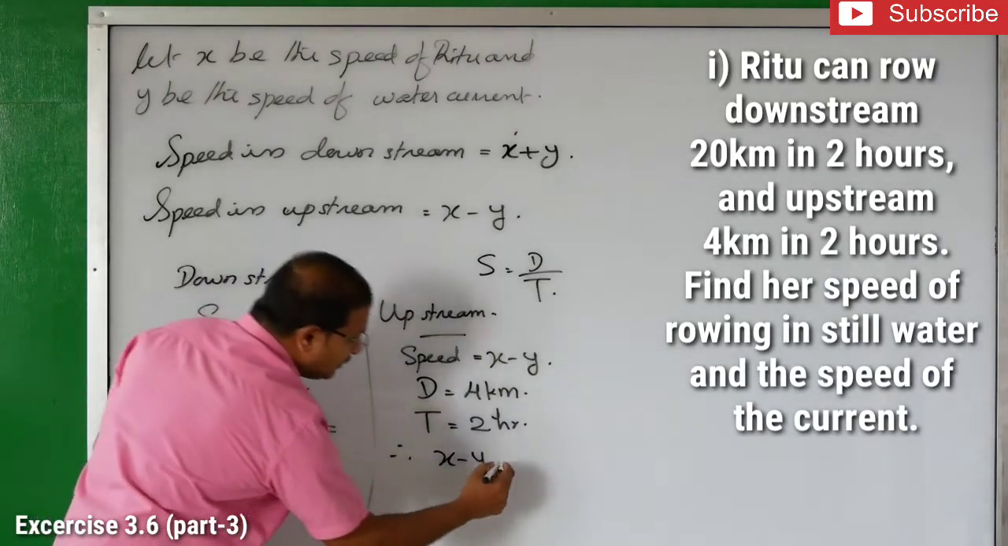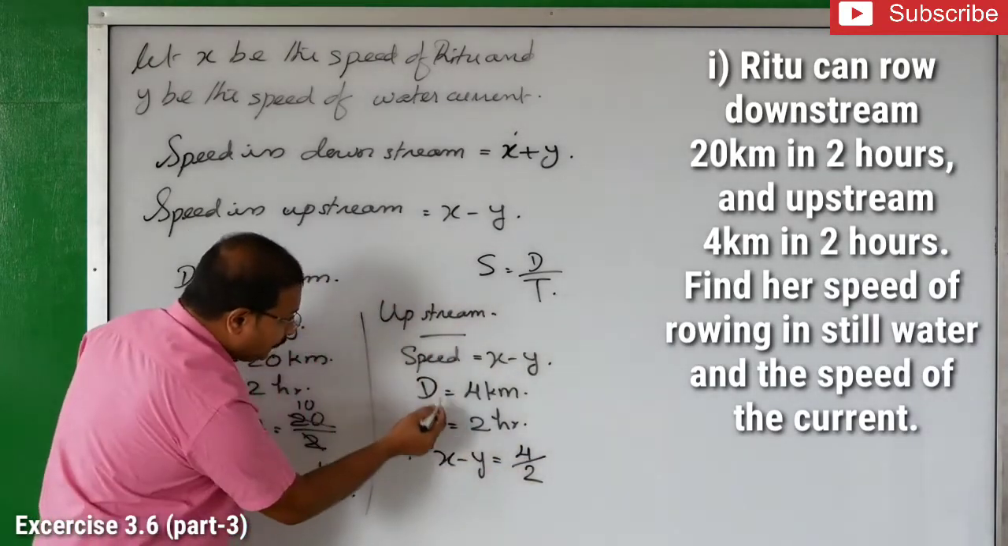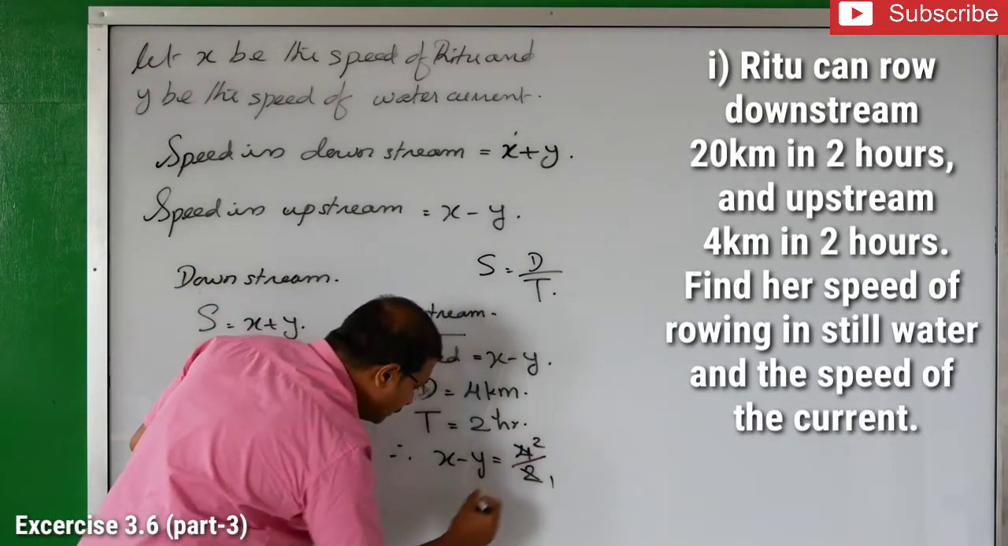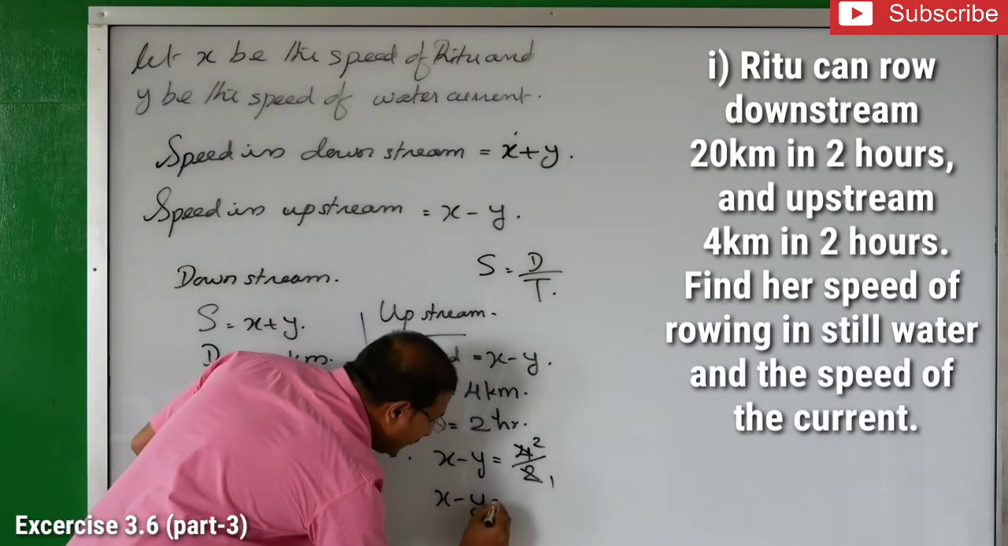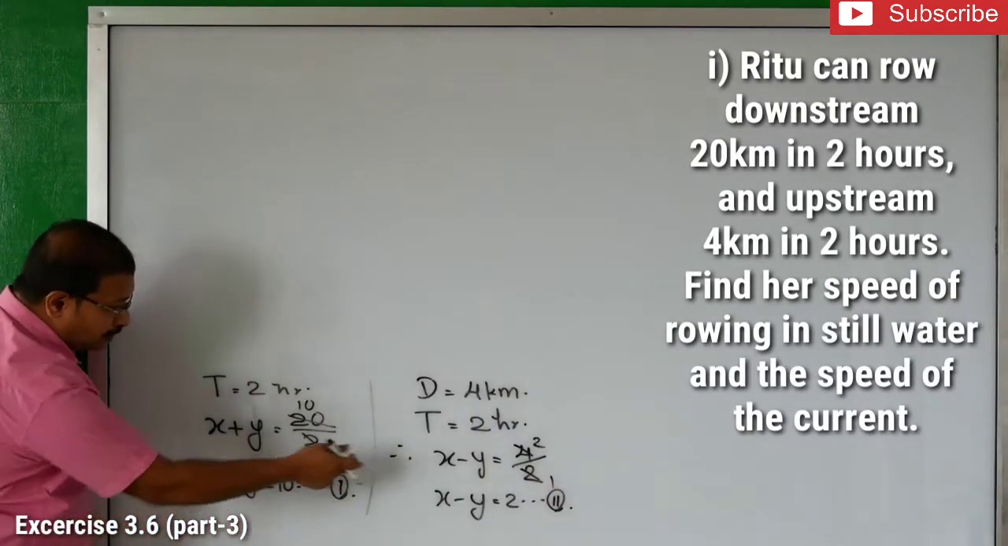Speed equals distance by time. That means 4 by 2. Distance is 4, time is 2. Ready? We'll cancel by 2. 2 ones are 2, 2 twos are 4. So we got x minus y equals 2. This is equation number 2. So now we got equation 1 and 2.